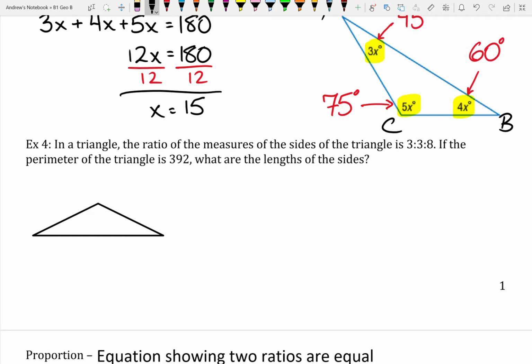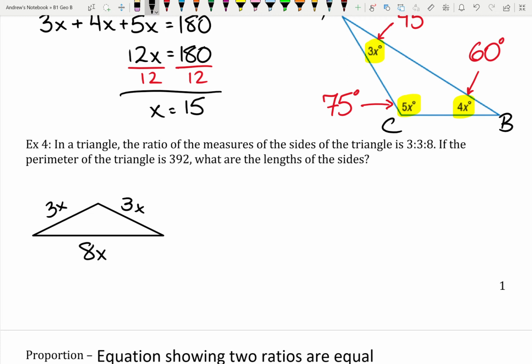So if we had 3 to 3 to 8, just like the last one, we don't know quite what it is that they're all relating around, so that's where we're going to put an x in. I'm going to say that this side is 3x. I could say that the other side is 3x. This big long side is 8x. That gives me a little bit of a baseline on how to think through the problem.